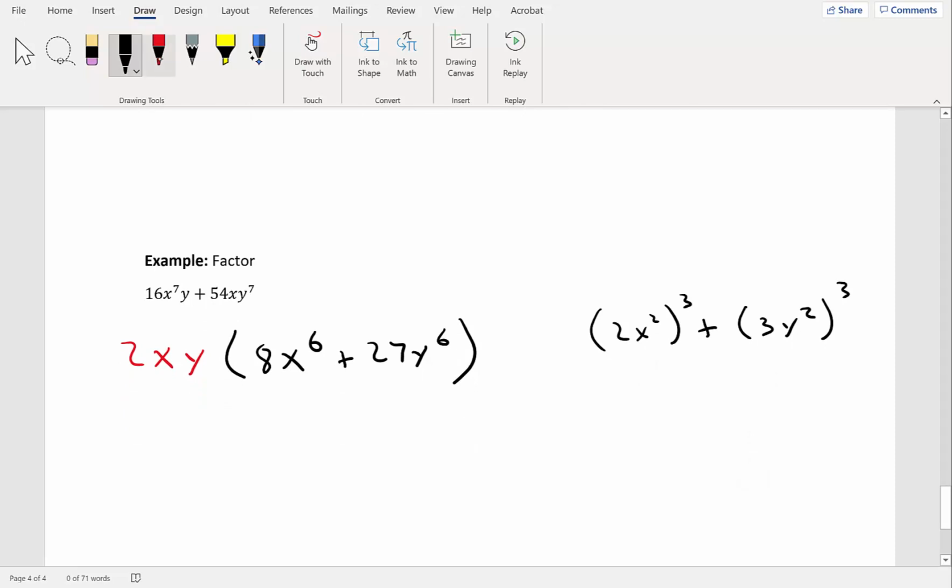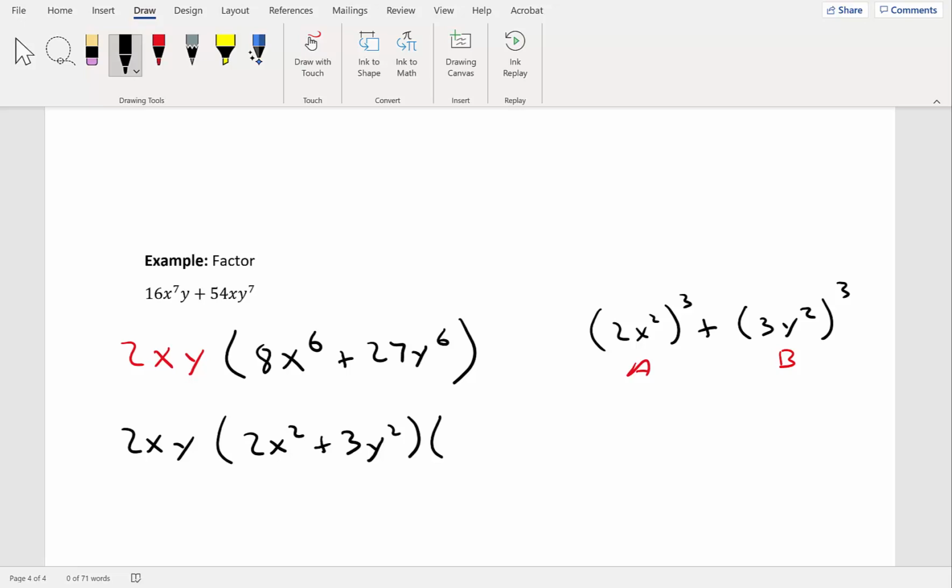So now let's go ahead and factor that out. So this GCF is going to stay on the outside. Put this in a different color. So this 2xy stays there. Now I'm factoring out what's inside the parentheses. So I have 2x squared plus 3y squared. So using the formula, this is like my A and this is like my B.